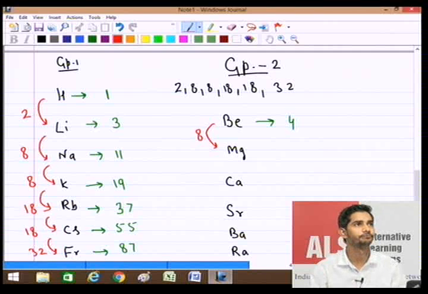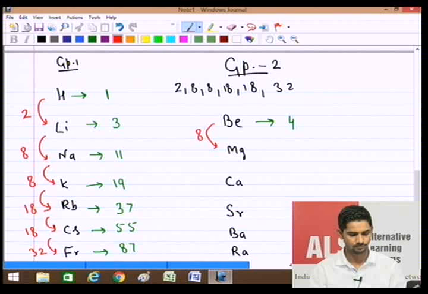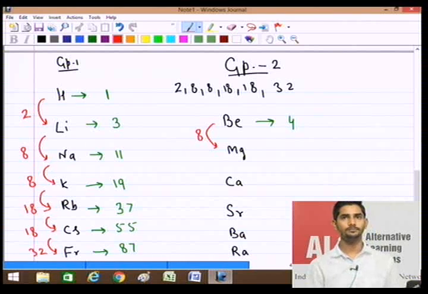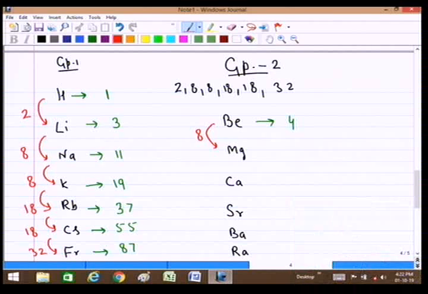Copy this and write down the remaining atomic numbers. After completion of that, you will just intimate me and then I'll start writing it.